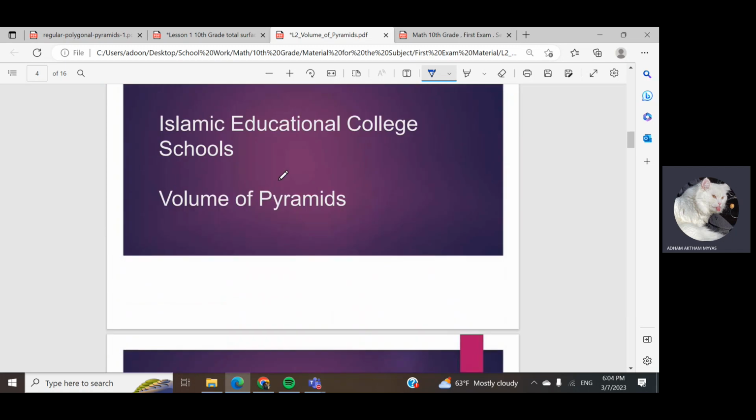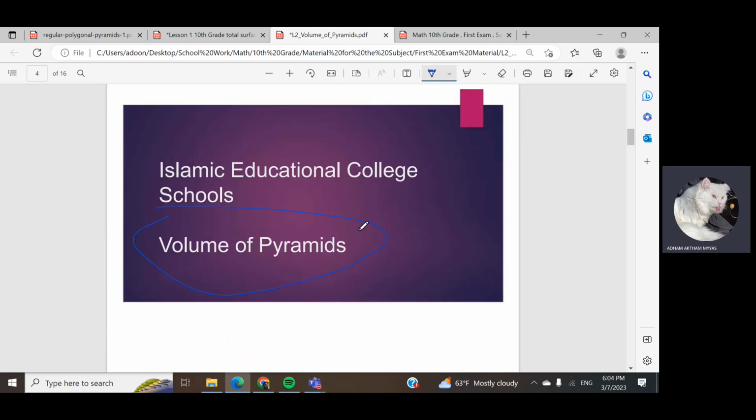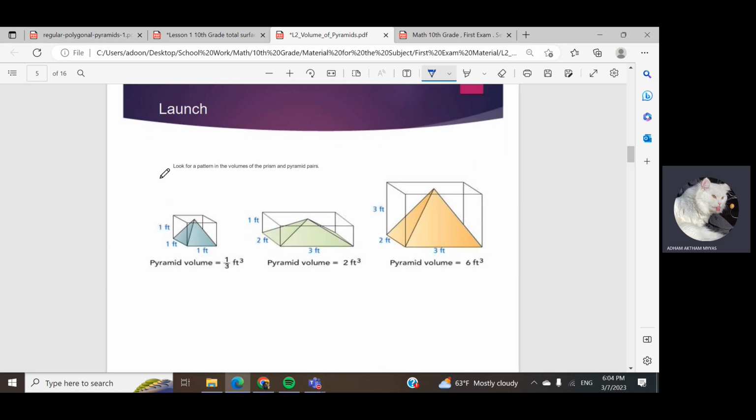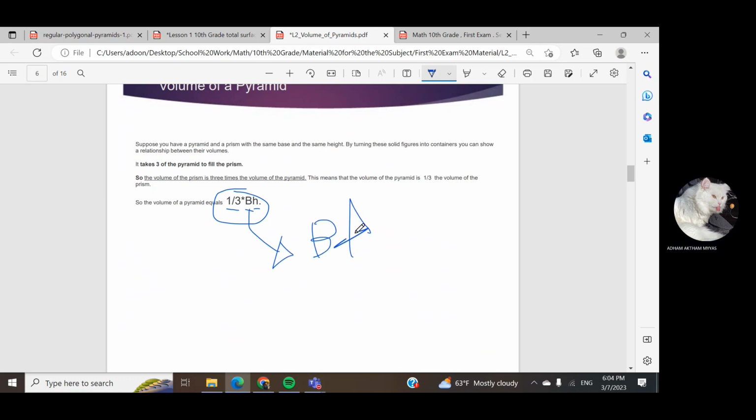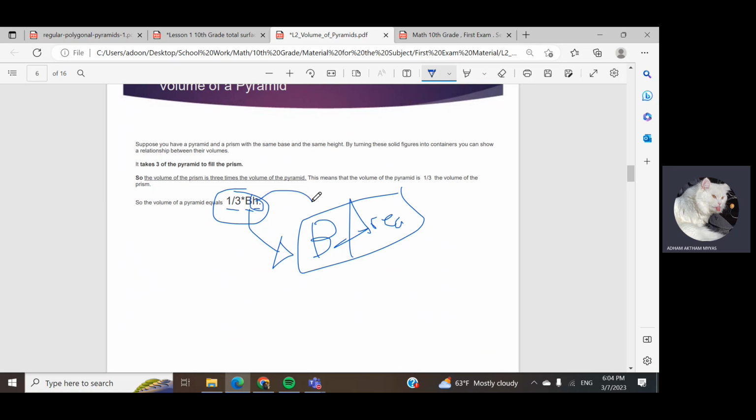Let's continue to lesson 2. It's about the volume of a pyramid. So now the volume, basically I can describe it by this equation. It's one third base times height. What's the base? It's the base area of the pyramid. So it's the base area of the pyramid times the height of the pyramid times 1/3. And after that, we can get the formula for the volume of the pyramid.